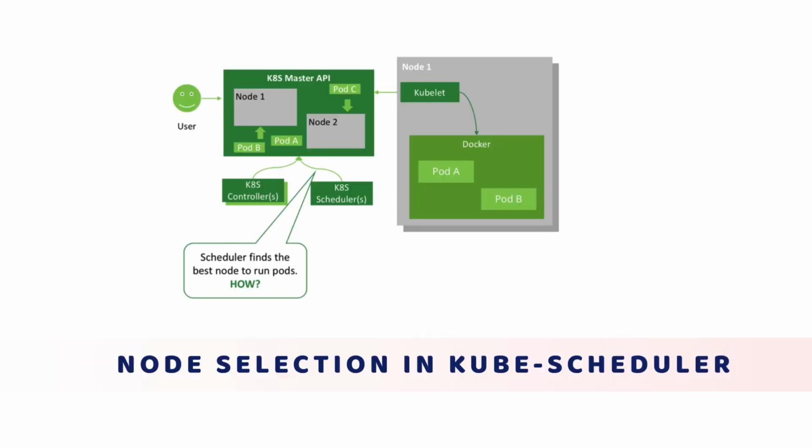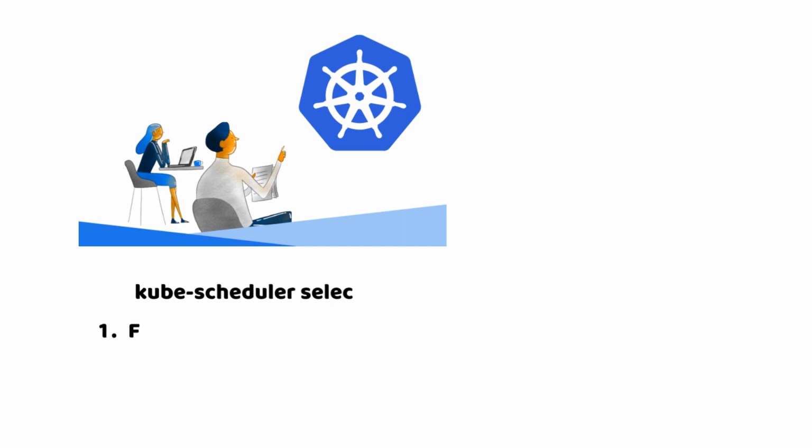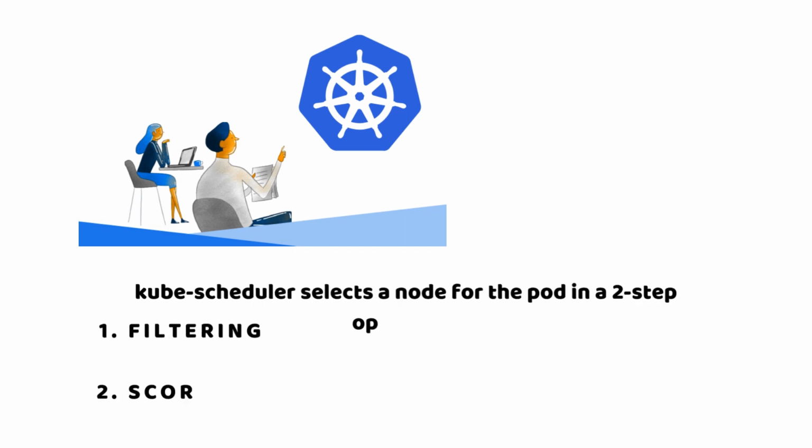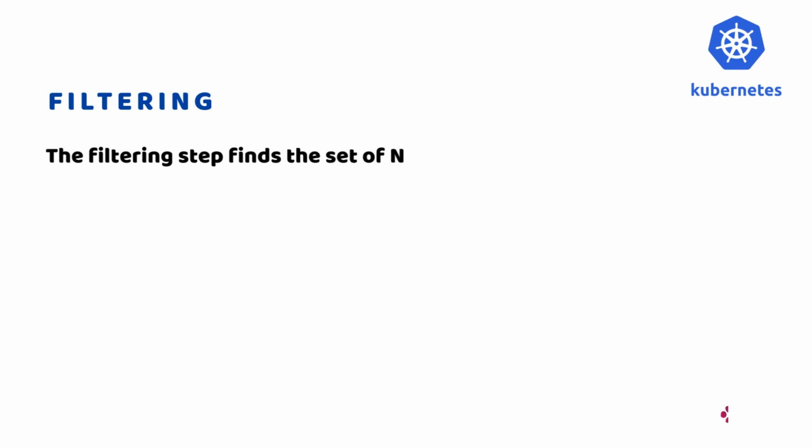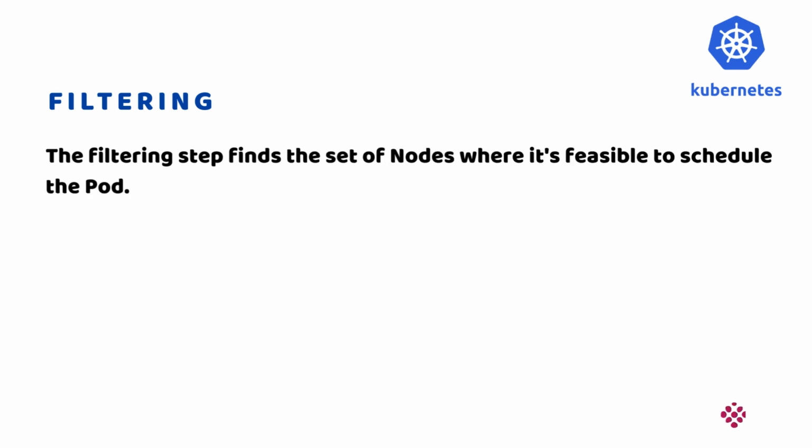Node selection in Kube-scheduler. Kube-scheduler selects a node for the pod in a two-step operation: filtering, scoring. The filtering step finds the set of nodes where it's feasible to schedule the pod.